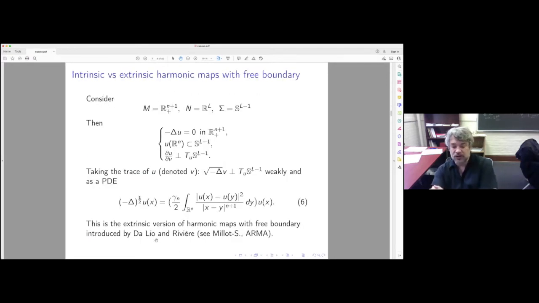So the original motivation of Da Lio and Rivière was introducing an equation, which happens to be, a link that we made with Vincent Millot, I don't remember when this paper appeared, 2015 or so, actually the trace of a harmonic map with free boundary. But Da Lio and Rivière actually looked at exactly this equation directly.